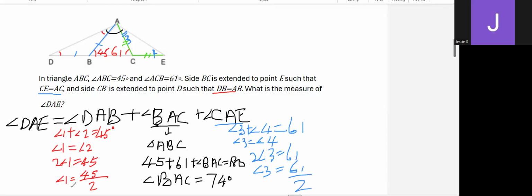Now we're going to add these numbers, combine them: the measure of angle DAB, the measure of angle BAC, and the measure of angle CAE. You combine them, we should get the measure of angle DAE. That is equal to 127 degrees.